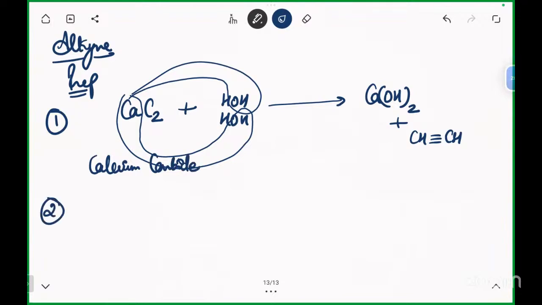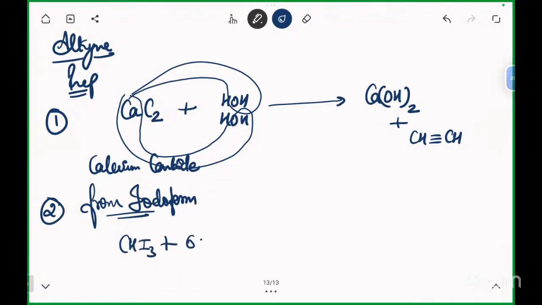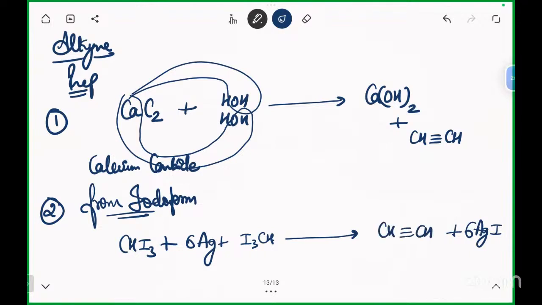The second important method is from iodoform, that is CHI3. When two molecules of CHI3 react with silver, one Ag will take one I. So we have 3 I on the right side, 3 I on the left side, and 6 Ag in the middle. So we get 6 AgI molecules. CH is remaining, so it will be CH triple bond CH. So this is easy.